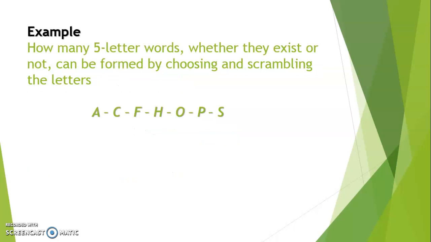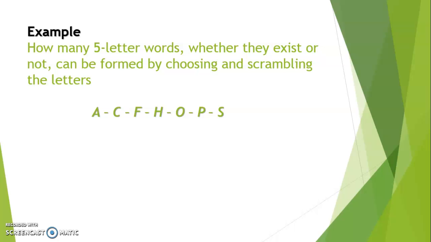For example, how many 5-letter words, whether they exist or not, can be formed by choosing and scrambling the letters A, C, F, H, O, P, S. So the same letters that we had before, the same 7 letters. How many different 5-letter words? I guess there are 2 things happening here. We have to select the letters that will form our 5-letter word, and then we could also scramble them.